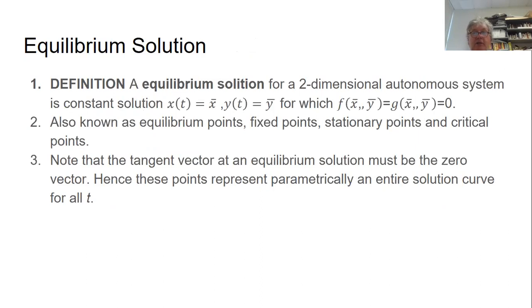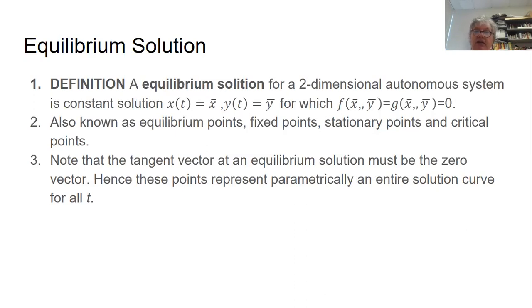One more definition is important, and we've seen this already in the one-dimensional case, so we just generalize it to the two-dimensional case. An equilibrium solution is a constant solution: it's constant for x and constant for y. For it to be constant, the derivative has to be 0 so that the solution doesn't change. So we're looking to solve the simultaneous equations f of x,y equals 0 and g of x,y equals 0. These are also known as equilibrium points, fixed points, stationary points, or critical points, all the same thing.